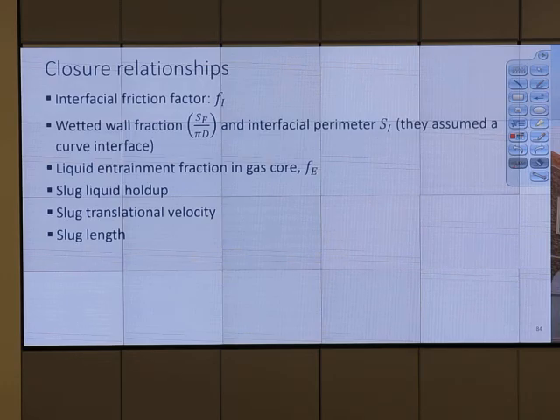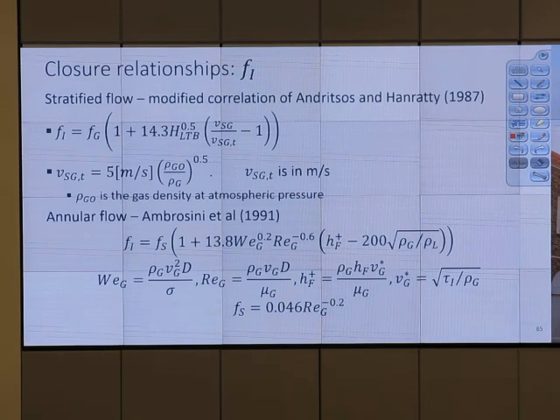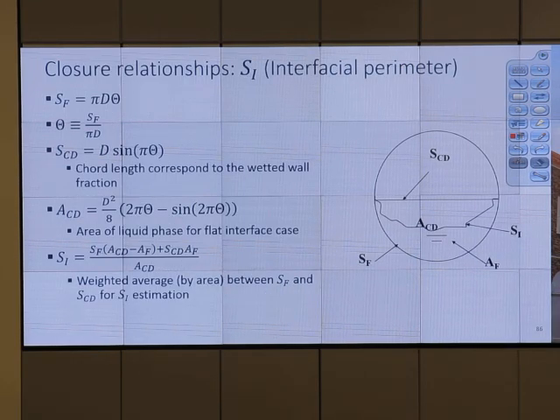So they have to have closure relationships for Fi, void fraction, Fe, liquid holdup, transition velocity, translational velocity, slug length. What are those? It's a closure relationship, just a formula. So they use Andrews-Brauner and Harenti for Fi. For annular flow, use Ambrosini for this one. So they have the closure relationships. For the interfacial parameter, Si, they didn't assume that it's flat.